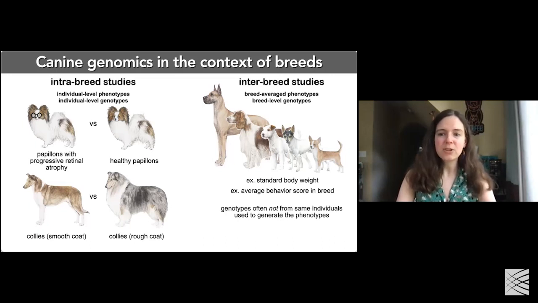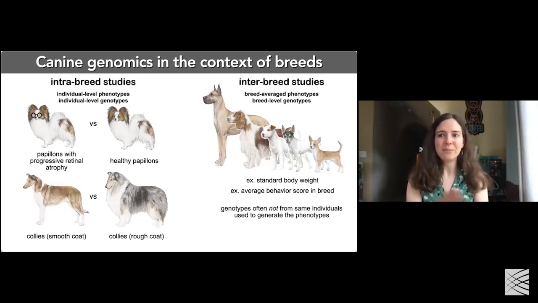The interbreed approach has been used to identify genes responsible for physical trait differences, such as IGF-1, a gene that's associated with differences in body size. This approach has also been applied to behavior, for example, to identify genes that may be involved in canine fear and aggression varying across breeds. That study also happened to identify IGF-1, which really highlights the major confounding problem with this approach.